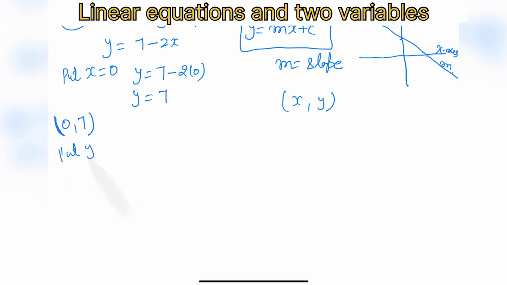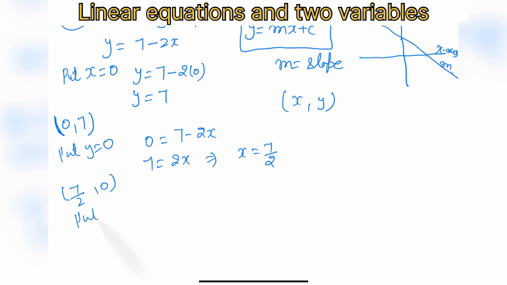Now put the value of y as 0. So 0 is equal to 7 minus 2x, so 7 is equal to 2x. That means x is equal to 7 by 2. So the second solution we got is 7 by 2 and 0. Now put x equal to 1. So y is equal to 7 minus 2 into 1, which is 7 minus 2, equal to 5. So when we put x as 1, we got y as 5. So the solution becomes 1 and 5.